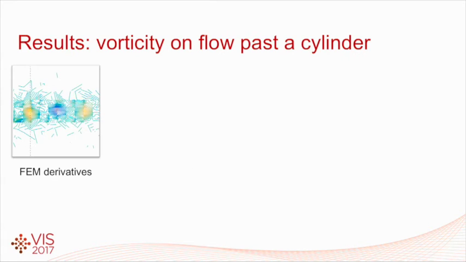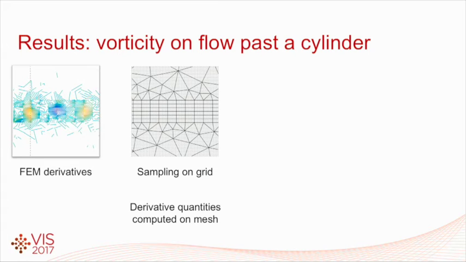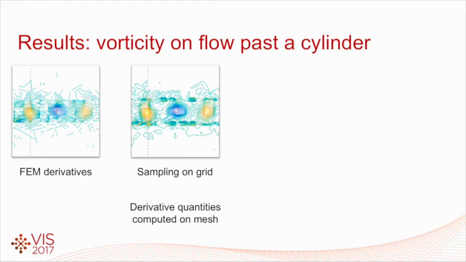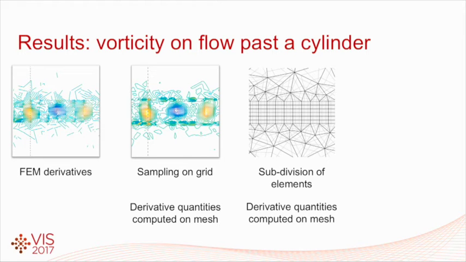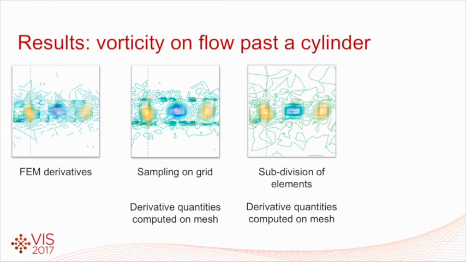So if we first try to use FEM derivatives, we can clearly see the discontinuities at the element boundaries. The next one is to sample the simulation data on the grid, and then use the data to calculate vorticity. You can clearly see the visual artifacts near the triangle and quadrilateral border. The next one is to subdivide the mesh and then calculate the simulation data at the vertices of the new mesh, and then use this to calculate the vorticity. You can still see the visual artifacts.